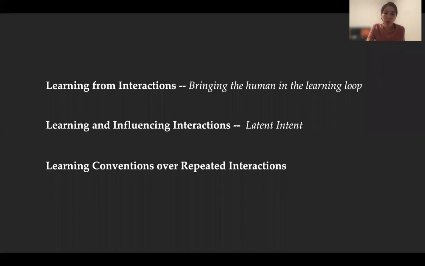So with that, I would just like to summarize. I think interactions are incredibly important. I think learning plays a huge role here. We could learn from interactions, and we could use learning to enable interactions. And I think repeated interactions are super important to consider as we put these robotic systems in our everyday lives.